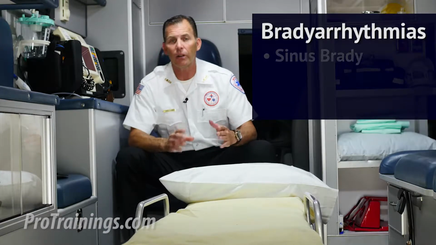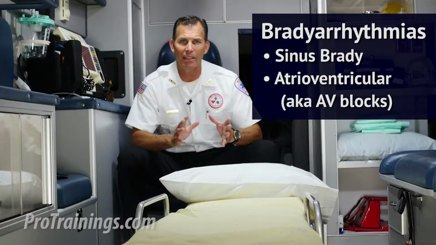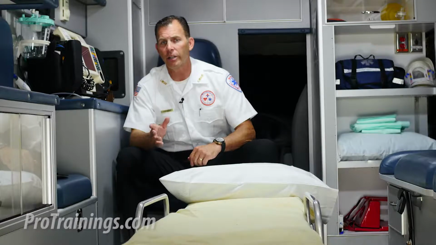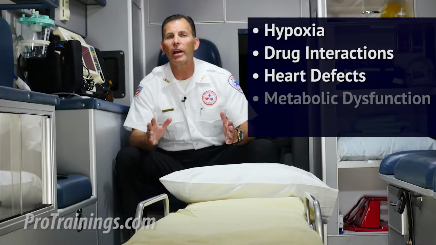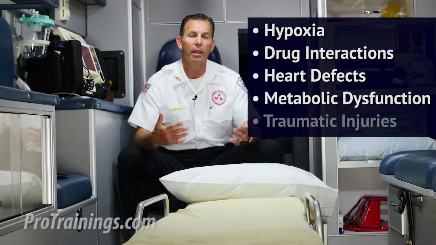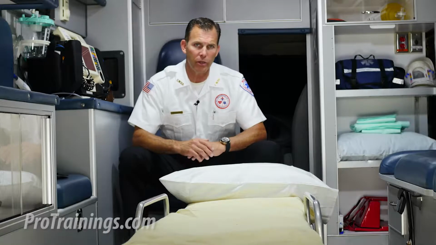The two most common types of bradyarrhythmias in children are sinus brady and atrioventricular, otherwise known as AV blocks. Possible underlying causes of bradycardia include hypoxia, drug interactions, heart defects, metabolic dysfunction, and traumatic injuries. It's important to remember that asymptomatic sinus bradycardia can be normal, especially for athletes, and may not require treatment.